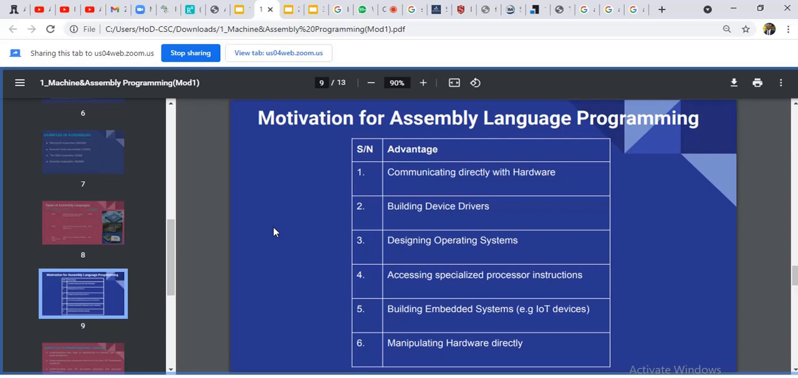That is where it's very important for embedded systems design, and also for manipulating hardware directly, like your ATM card. They write something and print it on your card, and when you slot your card into a machine, the machine is able to read it. Like your BVN card, or when you go to a supermarket, this QR scanner, all of these programs are written using assembly language. So these are some of the reasons assembly language programming is important and still relevant till tomorrow.